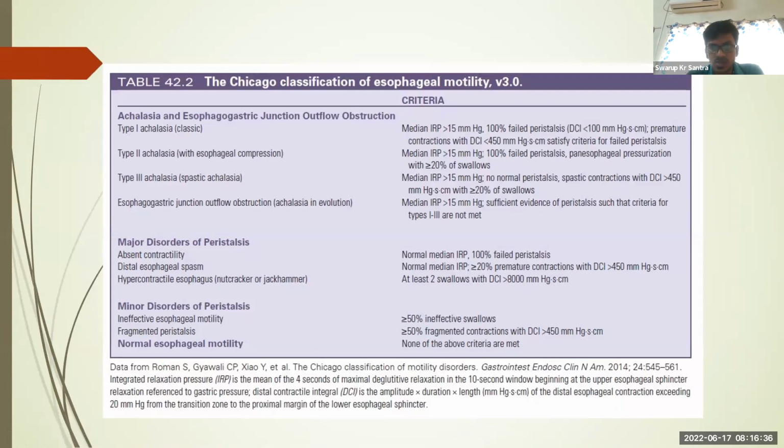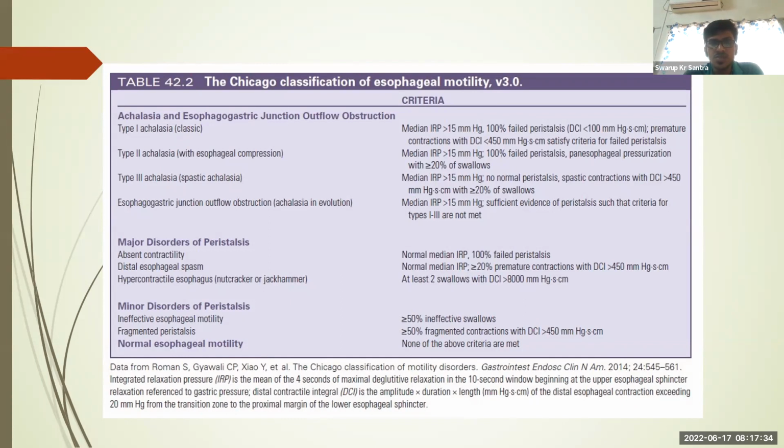Now the Chicago classification of esophageal motility, version 3. In the third version of the Chicago classification, it has been classified into three major groups: achalasia and EGJ outflow obstruction, the major disorders of peristalsis, and the minor disorders of peristalsis. If the median IRP is more than 15 mm Hg, then it goes to achalasia and esophagogastric junction outflow obstruction. Type 1 achalasia, a hypomotility disorder, is the classic one in which the median IRP is more than 15, with 100% failed peristalsis, that is DCI less than 100, and premature contractions with DCI less than 450 satisfying the criteria for failed peristalsis.